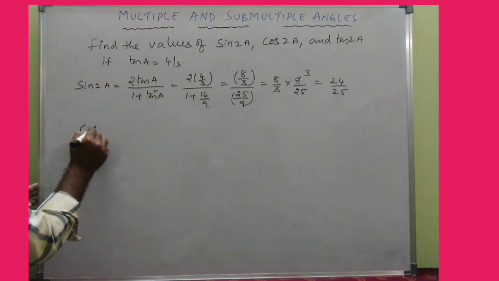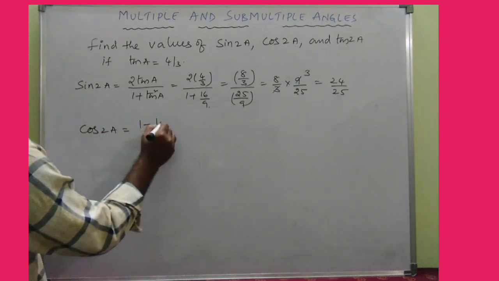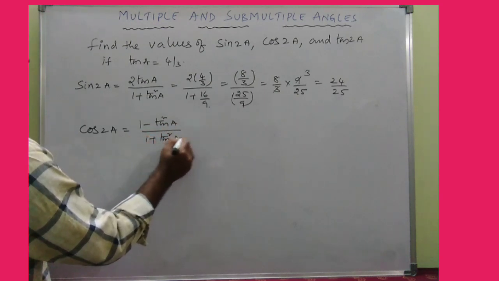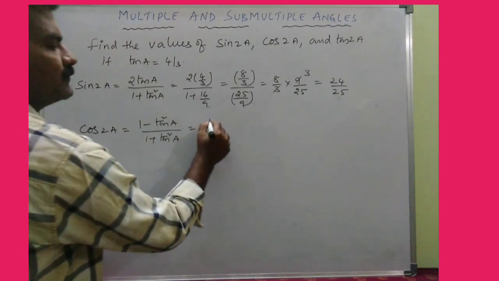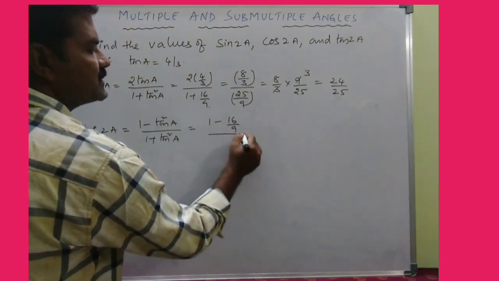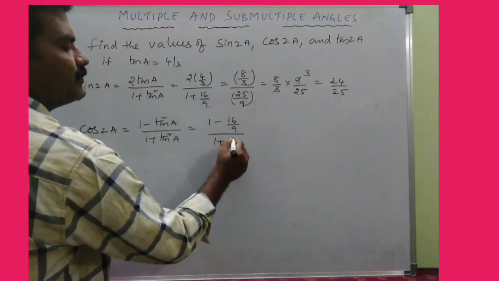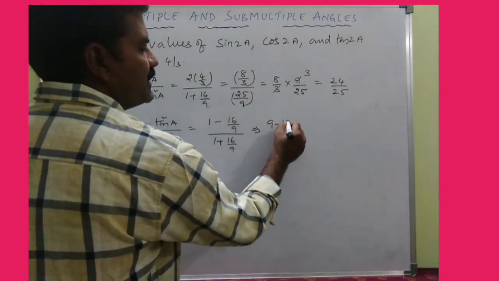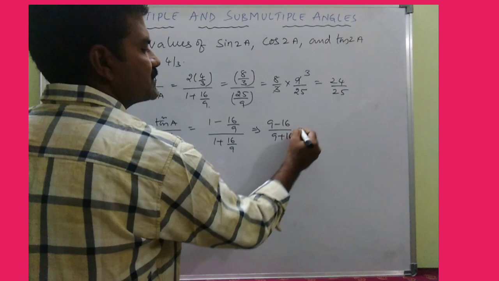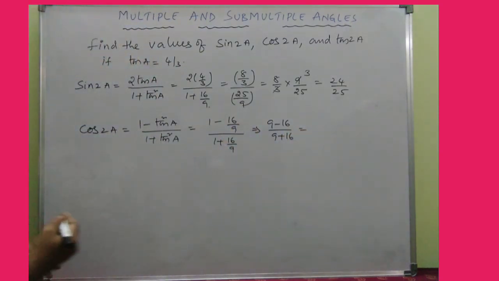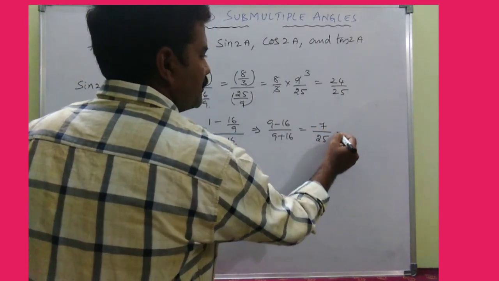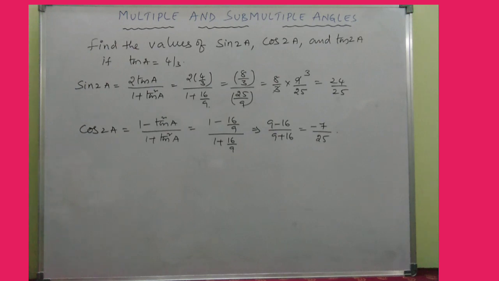And coming to cos 2a, it can be written as 1 minus tan square a by 1 plus tan square a. That is 1 minus 16 by 9 by 1 plus 16 by 9. So which is 9 minus 16 by 9 plus 16. 9 anyhow cancels. So 9 minus 16, minus 7 by 25 is the value of cos 2a, right?